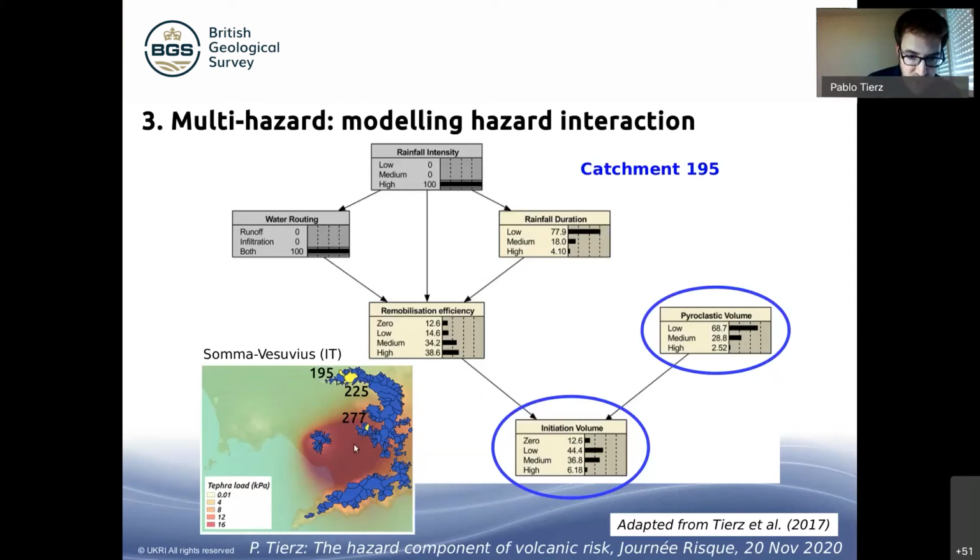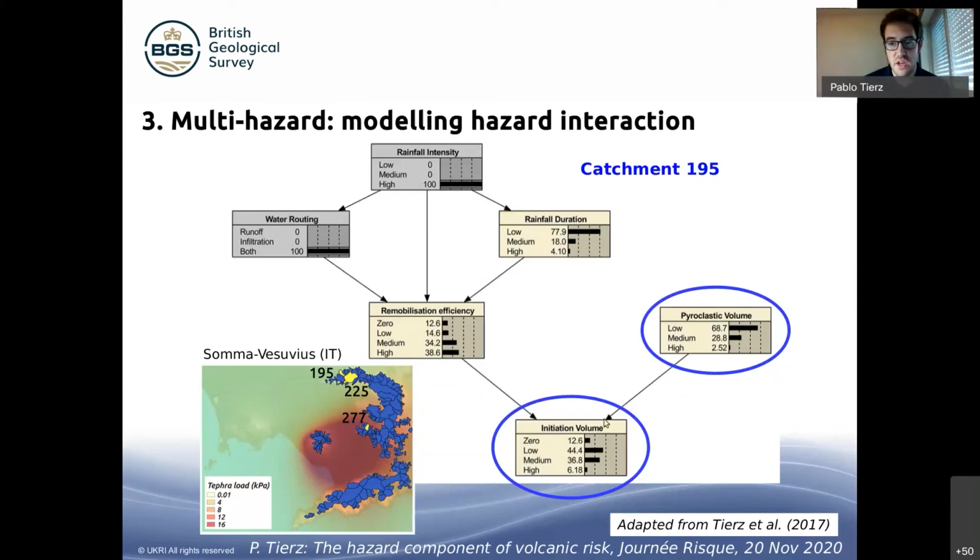And so you see here how the main dispersal direction of the wind in the area is west-east. So that, of course, will influence, as we'll see now, the amount of material that is expected in 277 compared to 195, even though their areas are very similar.